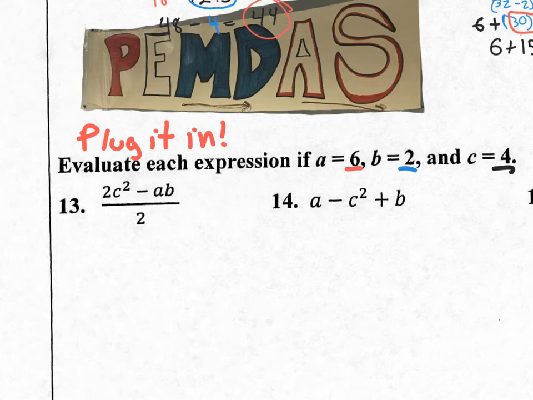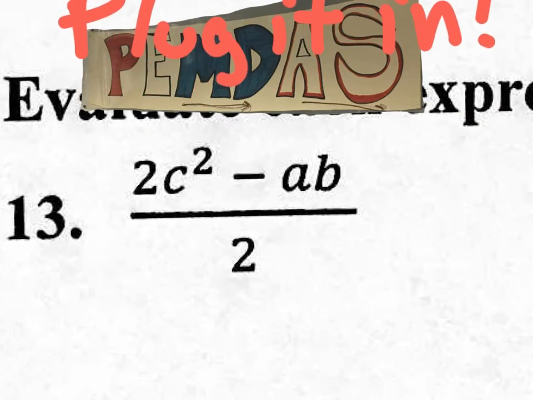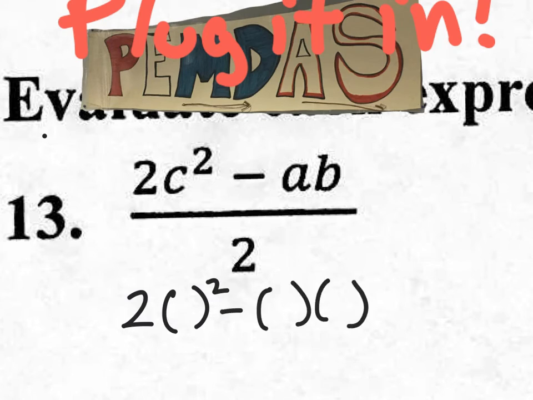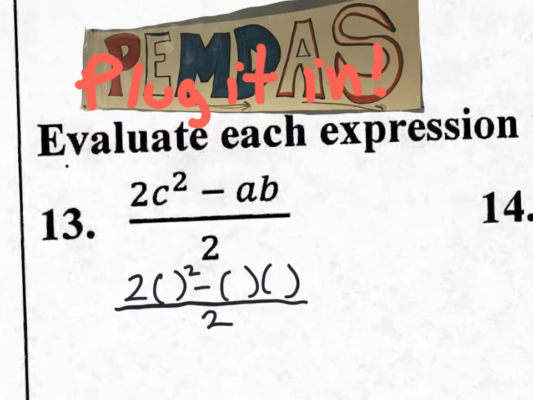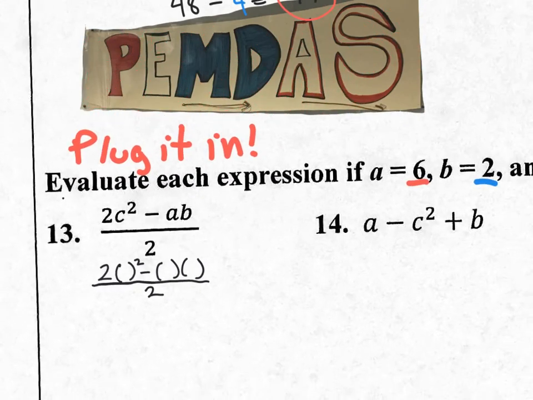Okay? So the key to do this is to look at your algebraic expression and rewrite it, but with parentheses instead of the letters. All right? So let's rewrite it with parentheses instead of letters. Let me zoom in a bit. So instead of 2c squared, I'm going to write down 2 parentheses squared. Instead of minus AB, I'm going to put minus parentheses. And it is all divided by 2, so I'm going to put it all divided by 2. So that's how to start this problem. You put parentheses so you could actually plug in the values that they give you.